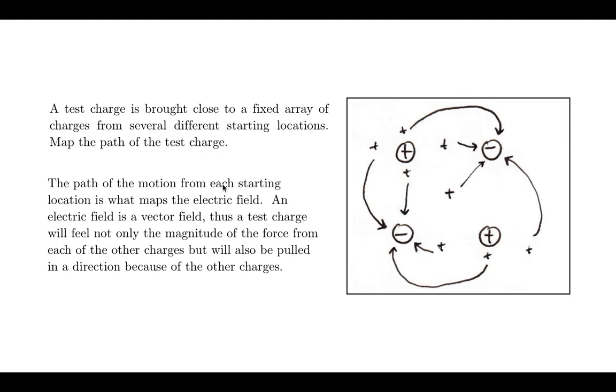Now let's bring a test charge close to this array. And we can say, what's that test charge going to do if I started here? Well, if I started here, it wants to get away from this guy, and it wants to go towards this guy. So it's probably going to move something like this. Here, if I started a positive test charge here, it definitely wants to get away from this, so it's going to zip around here and then come up here. If I started the test charge here, it's going to want to move towards this negative, and depending on where it is along this diagonal, it'll move in a different way.